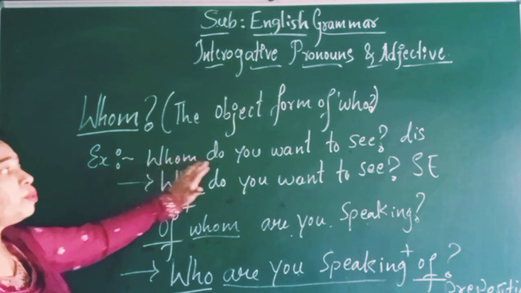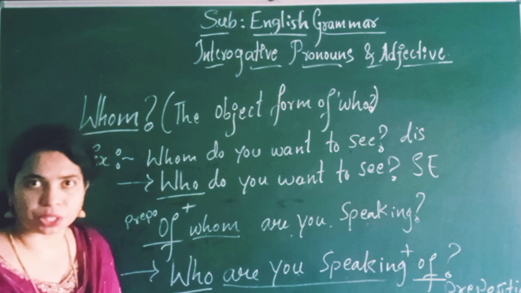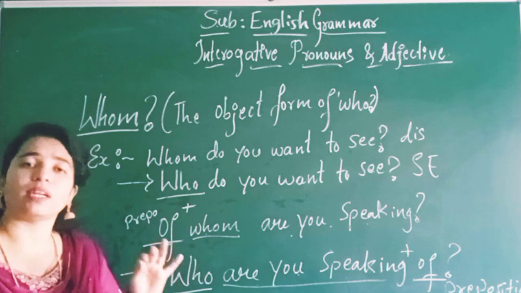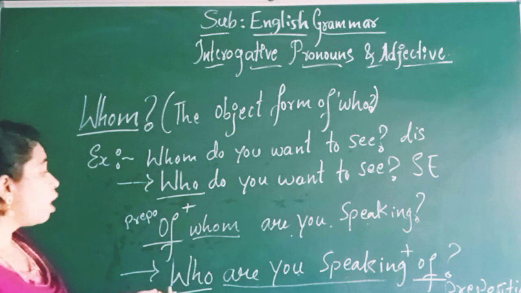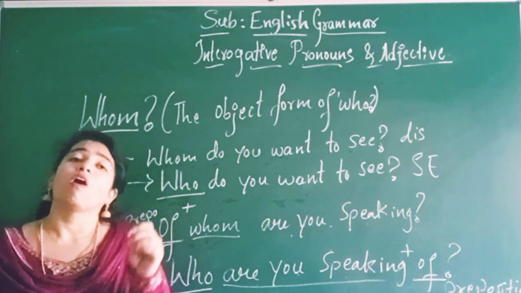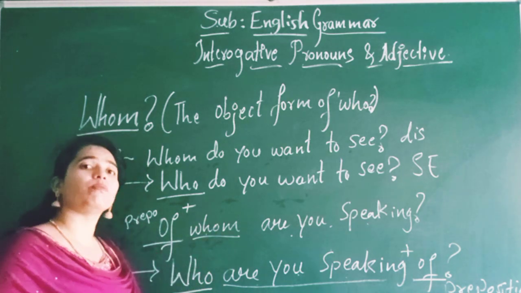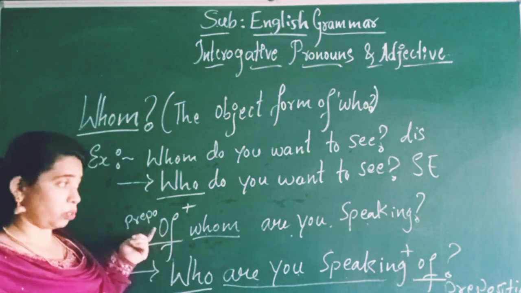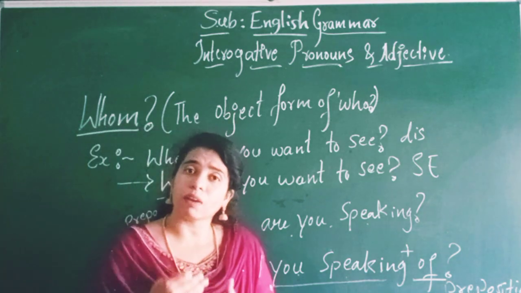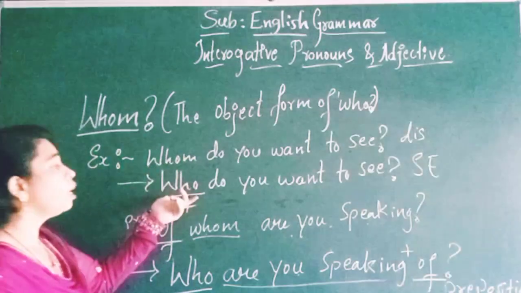Yes, whom do you want to see? It is descriptive. Who do you want to see? It is spoken English. And of whom are you speaking? It is a question, right? Who are you speaking of? It is the spoken English part, and in place of whom we have used who, and the preposition is shifted to last. Understood, children? This is the way we have to use both whom and who.